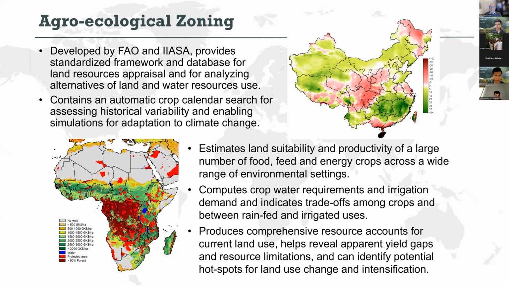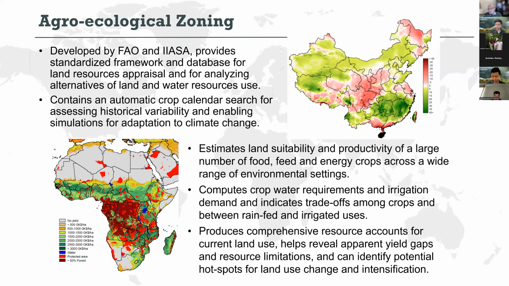So the Agro-ecological Zoning framework was developed by FAO and IIASA. It provides a standardized framework and database for land resources appraisal and for analyzing alternatives of land and water resources use. So the idea is to find out what can be grown where, how well, and what are the alternatives, the trade-offs. Since it's dealing with environmental gradients, also with future climate changes, it contains an automatic crop calendar search for assessing historical variability and enabling simulations for adaptation to climate change.